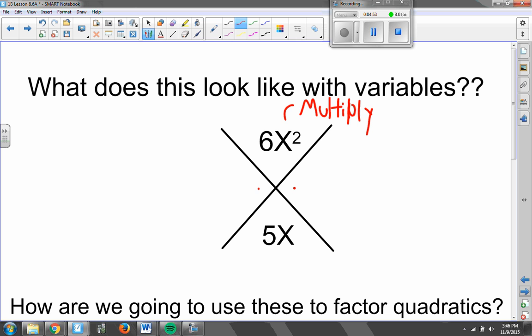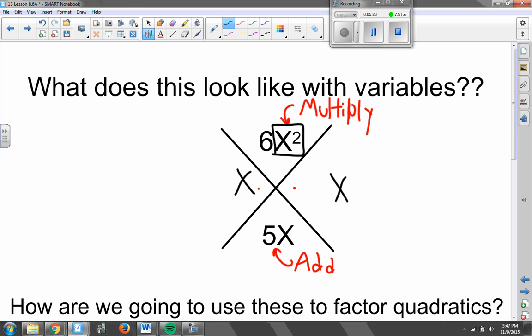Multiply to be the top number, and add to be the bottom number. So I want them to multiply to be 6x squared and add up to be 5x. Now, the first thing I want to point out to you is the x squared. When I see an x squared, that means I need an x here and an x here, because they're going to multiply together to get me that x squared. Okay, so I know I need an x and an x.